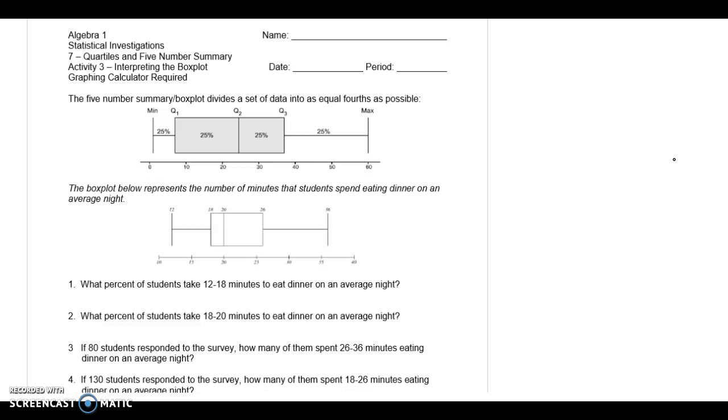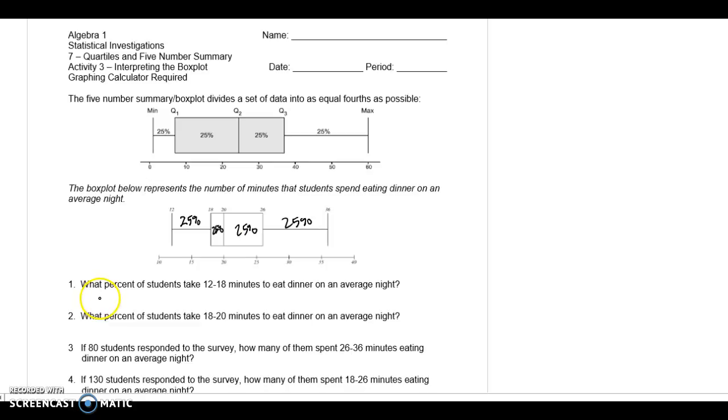Just like we talked about before, the box plot will break things up into 4 parts. 25%, 25%, 25%, 25%. It's the same throughout. So when we have this box plot down here, those percents don't change. All of it's 25% for each of those chunks.